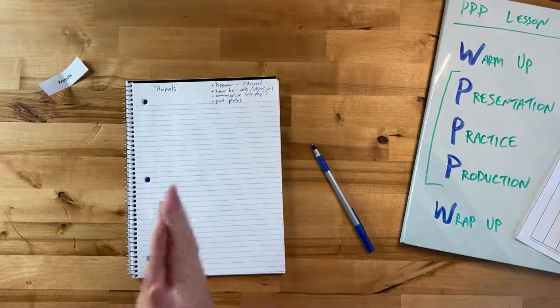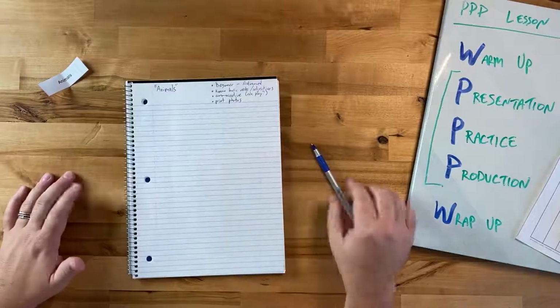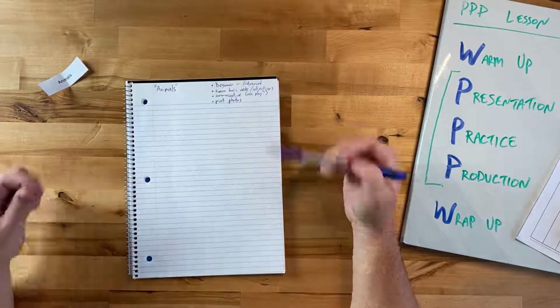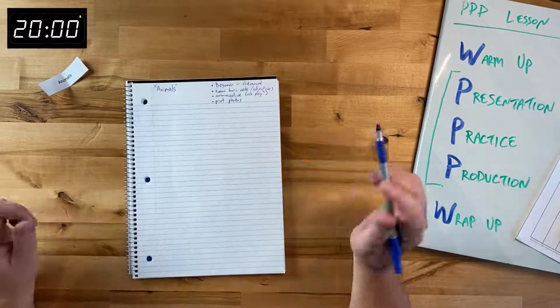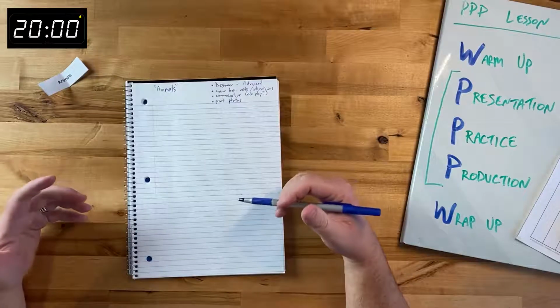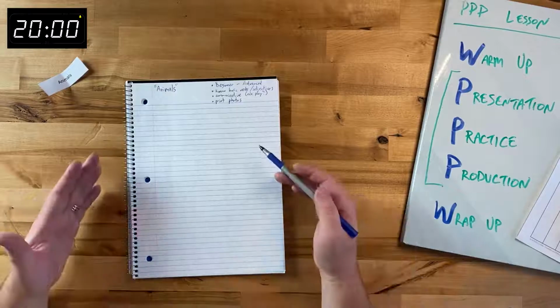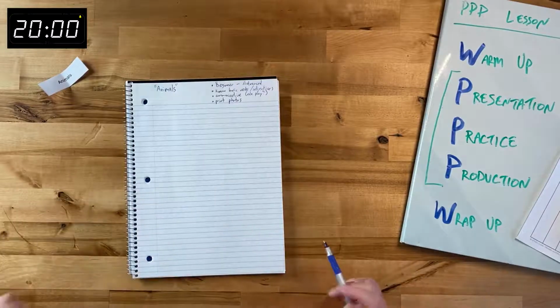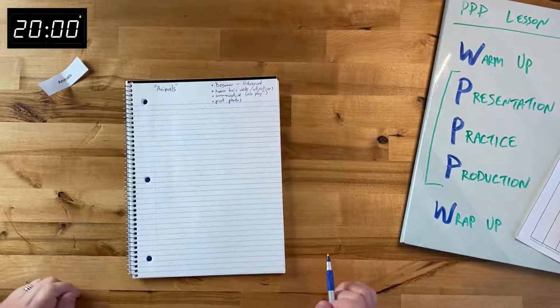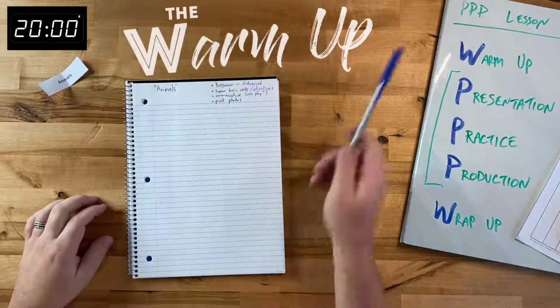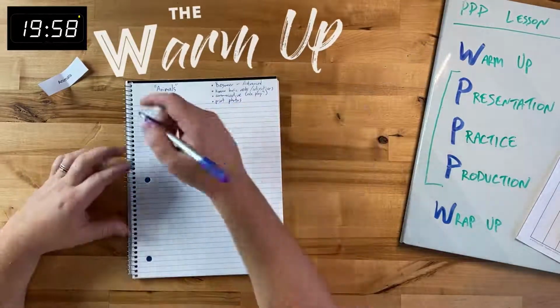So that is the challenge ahead of us. I'm going to go ahead and do this now. We're going to set a timer, and I'm going to talk my way through this so you understand some of the logic and process that I go through when planning a PPP lesson. Are we ready? Let's go. So the place that we're going to begin is our warm-up.